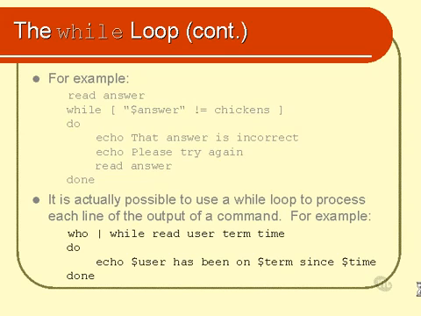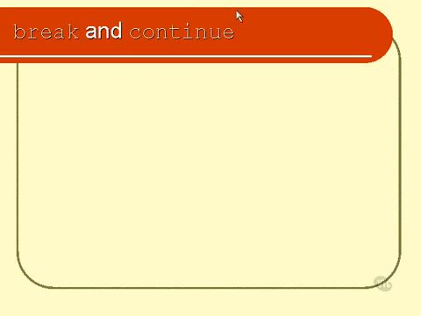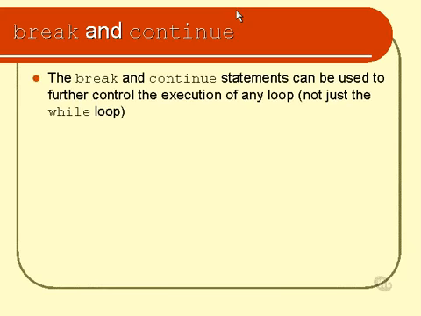Okay, so that's it for the while loop. Pretty straightforward stuff. There are 2 extra keywords in the shell programming language that are used to control the execution of a loop. And when I say a loop, I mean actually any kind of loop, not just the while loop. They can also be used in conjunction with the for loop. Those keywords are break and continue. So let's have a look at them.